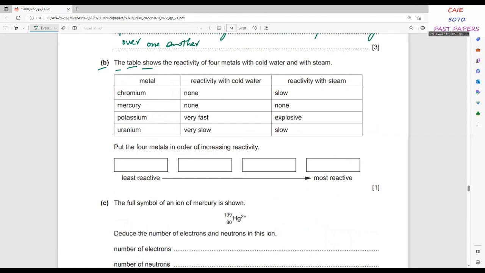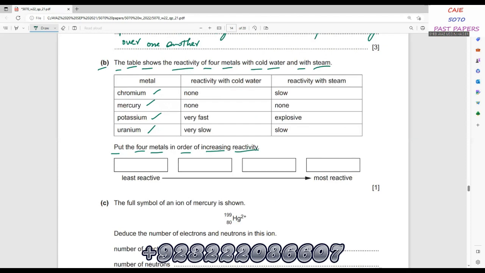The table shows the reactivity of four metals with cold water and with steam. These are the metals: chromium, mercury, potassium, and uranium. And this is their reactive behavior with cold water and with steam. Put the four metals in order of increasing reactivity. If you look at this table, mercury is the one that does not react with either cold water or steam. So we'll start with mercury.